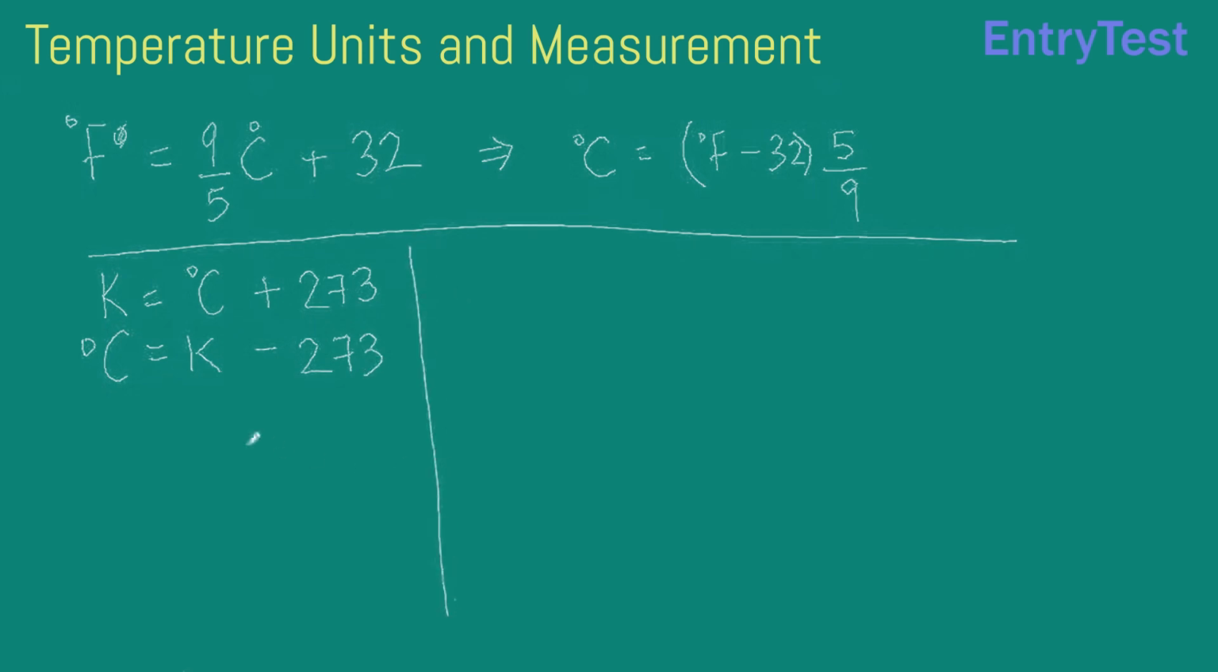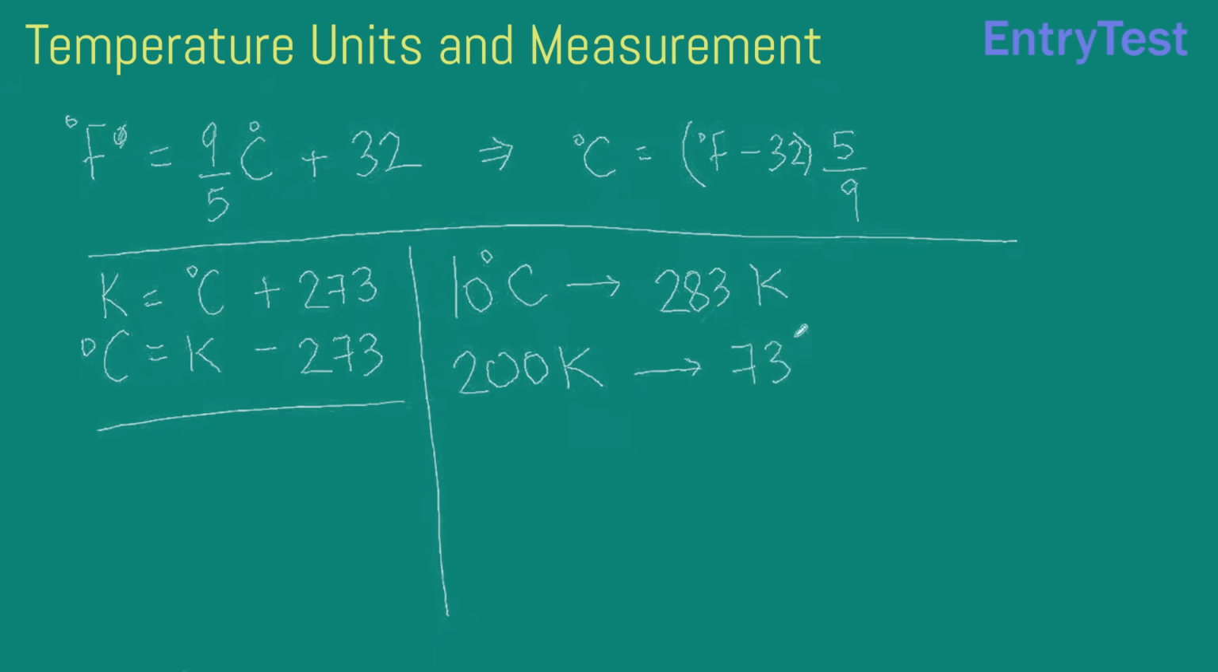So let's do a little bit of practice using this information. How much do you think 10 degrees Celsius is going to be in terms of Kelvin? What you need to do is simply add 273. So it's going to be 283 Kelvin. What about 200 Kelvin? How much is that going to be in Celsius? You simply subtract 273 from that and you get the answer as minus 73 degrees Celsius.